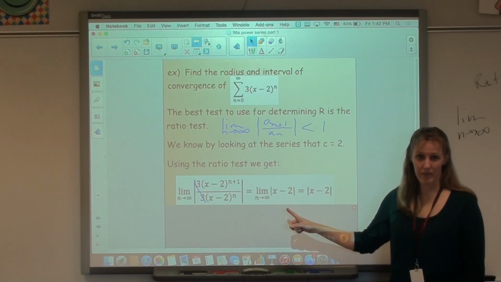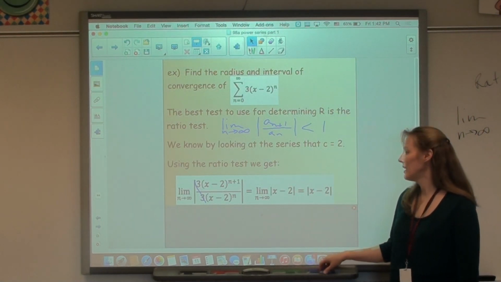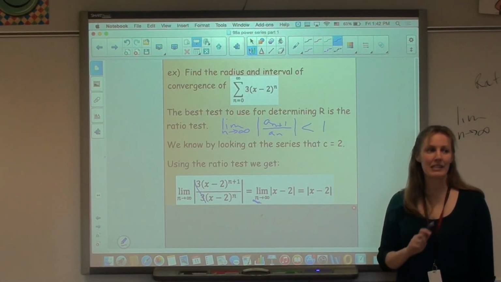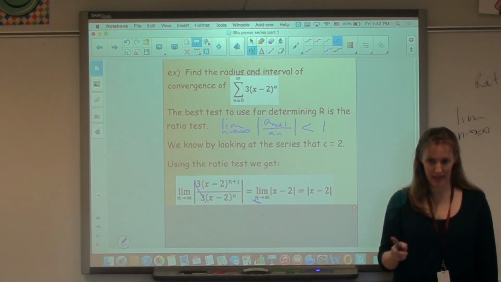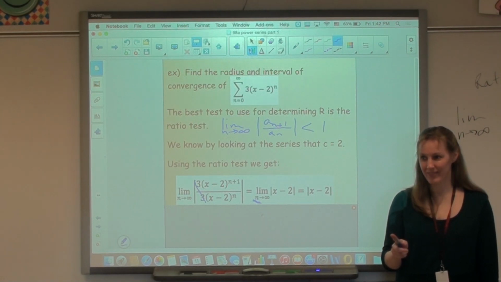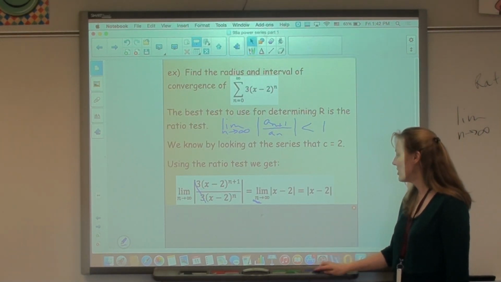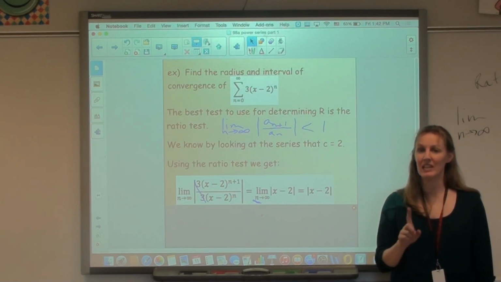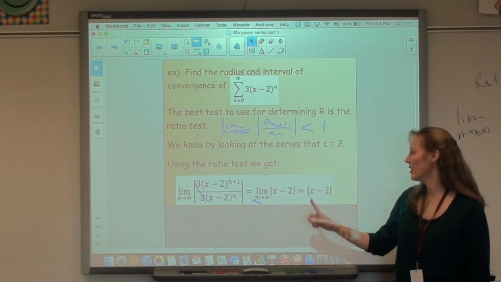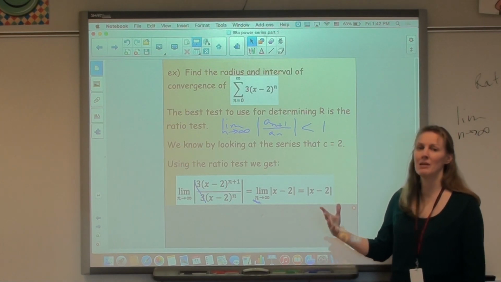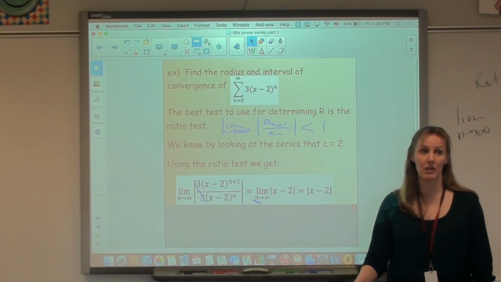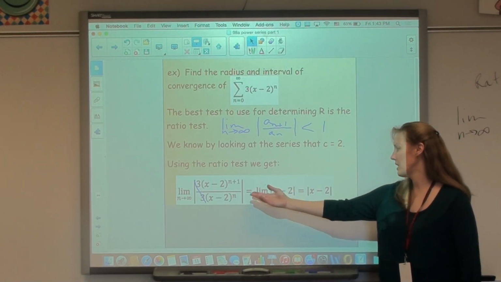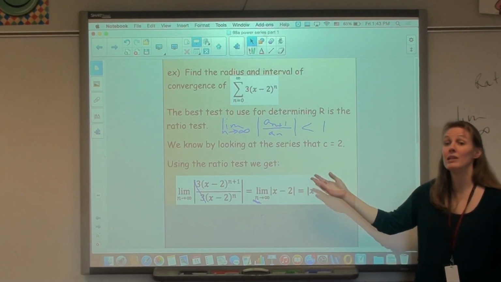Here's the trick. This is the limit as n approaches infinity, not x. N. Alright? So you're not plugging an infinity in for x. You're plugging an infinity in for n. If there aren't any n's there, it would be the same as saying, hey, what's the limit as n approaches infinity of 5? It would just be 5, right? So the limit as n approaches infinity of x minus 2 is x minus 2.